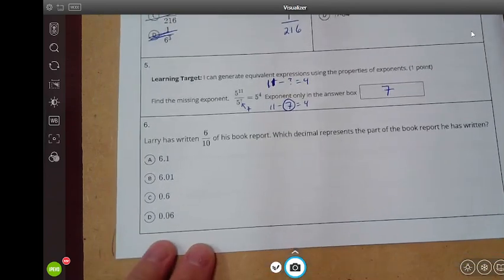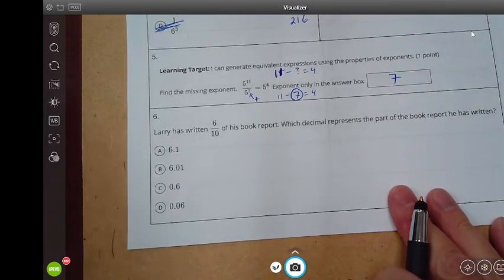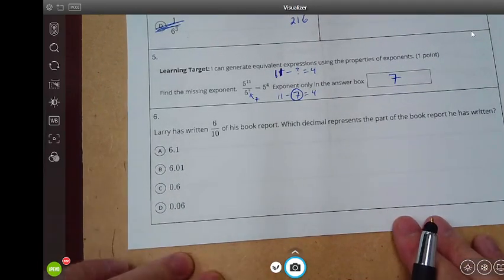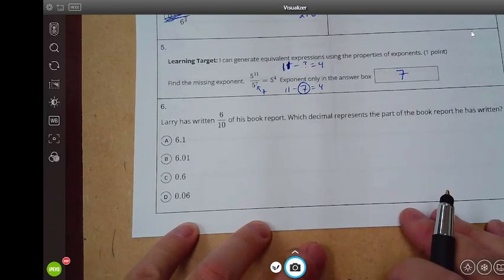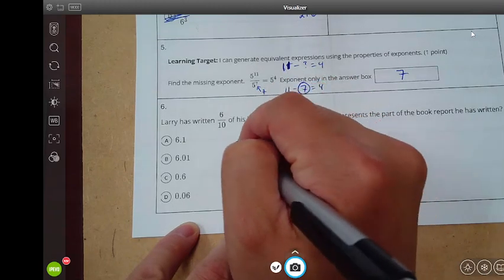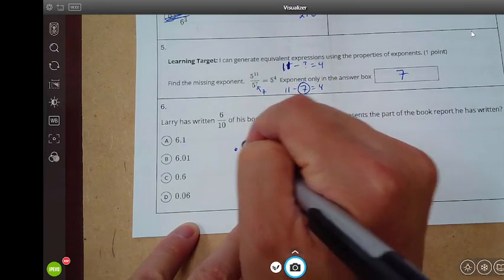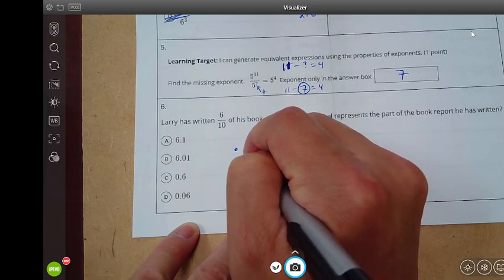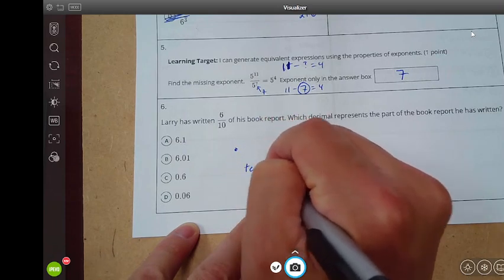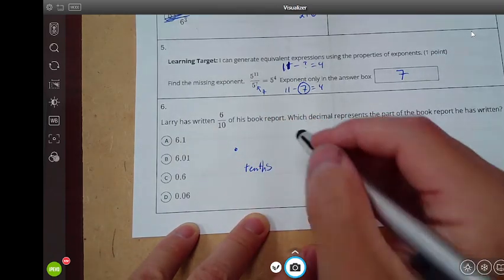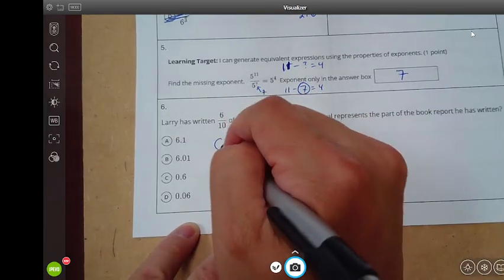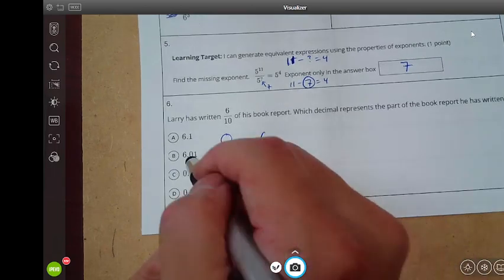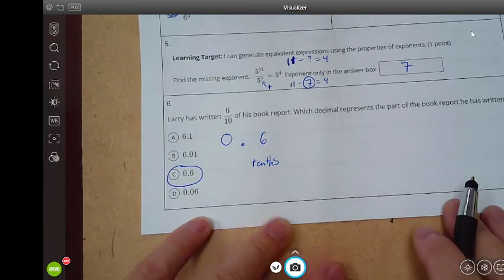All right, number 6. Larry has written 6/10 of his book. Which decimal represents the part of the book report he has written? So 6/10. All right, so you know you have your decimal. The first place right after the decimal is the tenths place. Okay, so that's 0.6. Okay, and of course we have 0 here. It's less than 1, so 0.6.